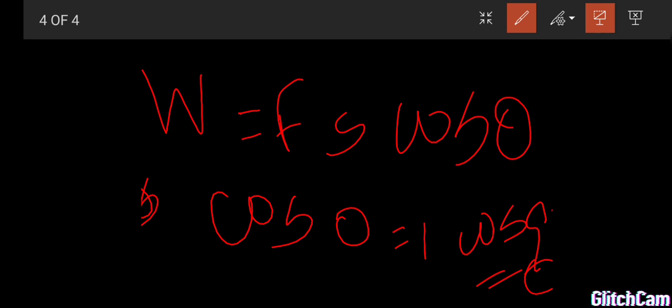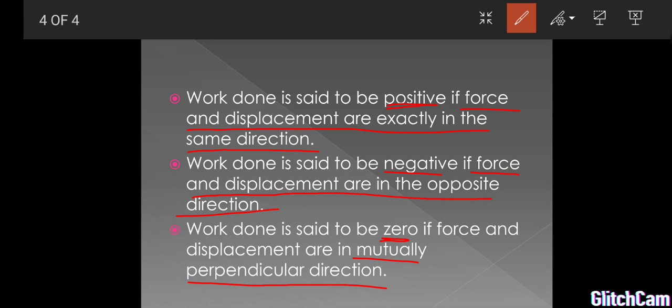So these are the important concepts in this class. Up to this we conclude.